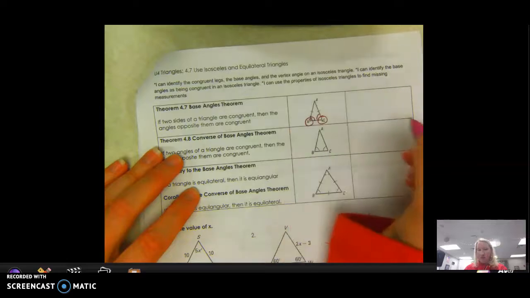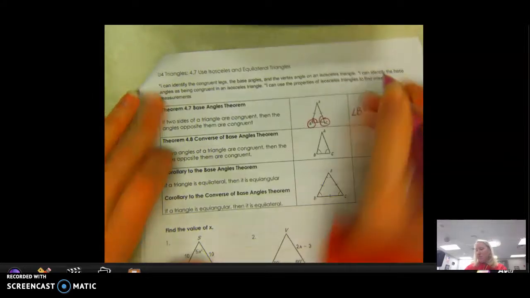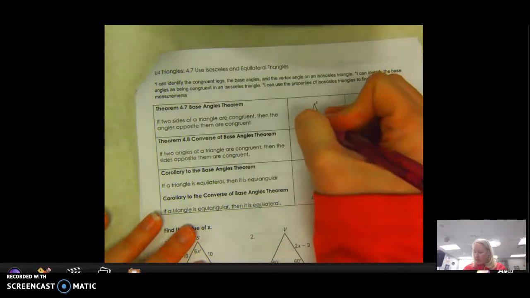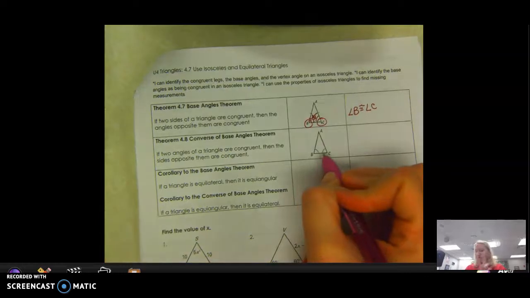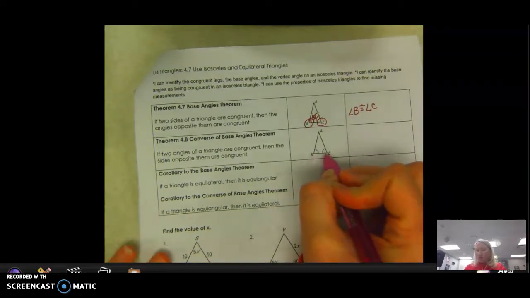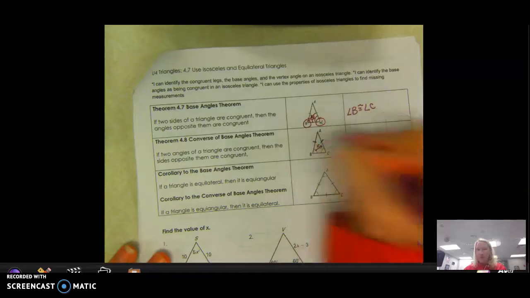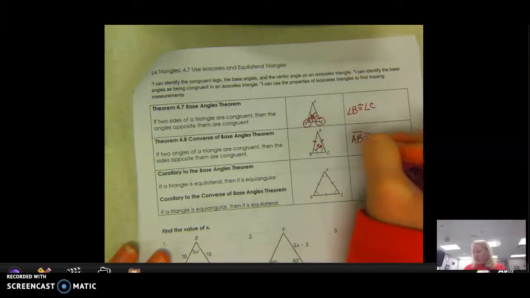I should have just put a little arc in there. So angle B would be congruent to angle C, because these two sides are equal, the angles across from them are equal. The converse is just stating the opposite, flipping it. So if angle B is congruent to angle C, that means the sides across from them are also congruent. So AB is congruent to AC.